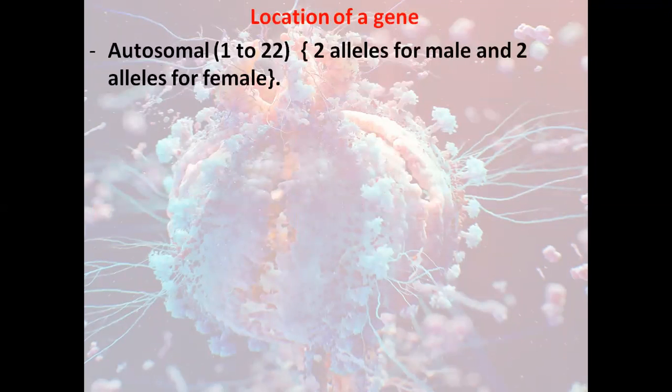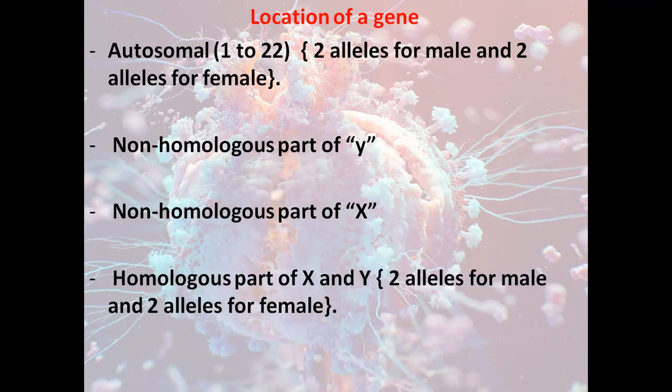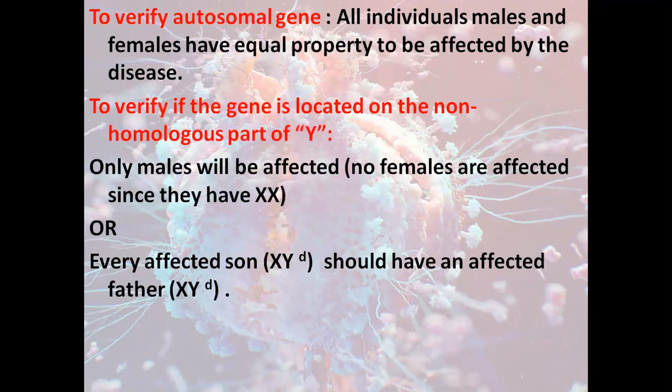For the location of the gene itself, we have four different possibilities. Autosomal, found on the autosomes from chromosome number 1 to chromosome number 22. The non-homologous part of Y, the non-homologous part of X, and the homologous parts of X and Y. We move to verify autosomal. Mostly, I told you before that for autosomal, you can leave it till the end. You can move to the XY, and you have to read the question.